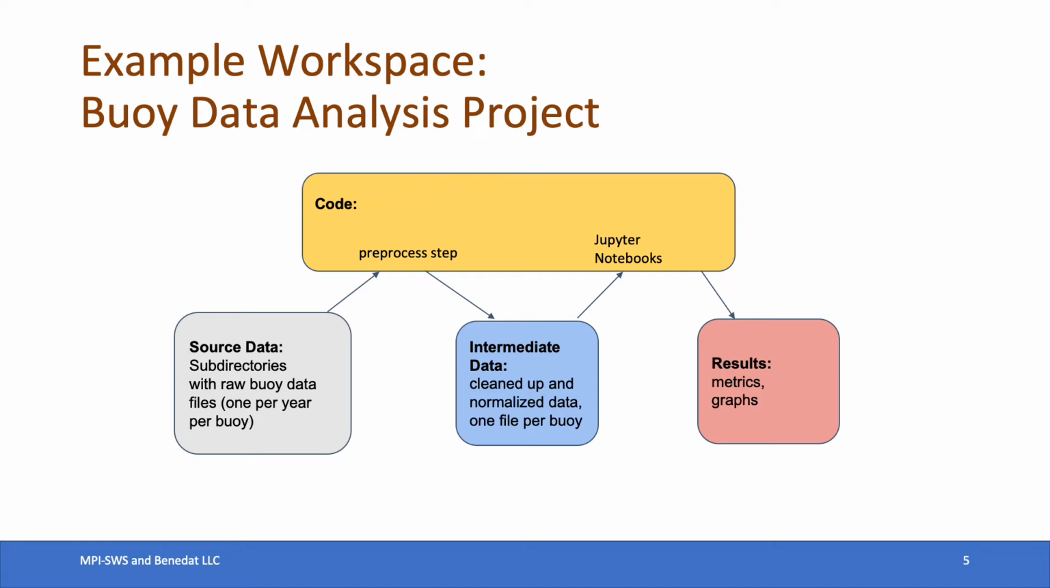They're kind of hard to work with though, because there's one per buoy per year and the format's changed over time. Therefore, we're going to run a pre-processing step, which will generate cleaned up and normalized data, and it'll be much easier to work with. And we'll store that data in the intermediate data resource, and the code to run the pre-processing is stored in the code resource. Next, we can run the actual analysis, and that'll be done using Jupyter Notebooks, and the results of that analysis will go into the results resource.